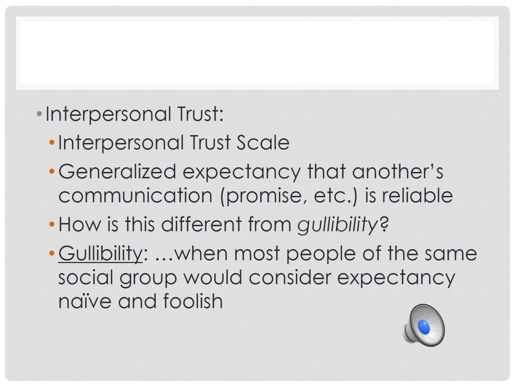And if we were in class, we would spend some time talking about how this might be different from gullibility. Rotter spent a lot of ink trying to distinguish the two. And he made the case that actually interpersonal trust, as he's defined it, in general is a positive thing, and we're going to see he has some evidence for that. Whereas gullibility is really a violation of social norm. As you see there, he defines gullibility as believing something when most people of the same social group would consider that belief, that expectancy, to be naive and foolish.